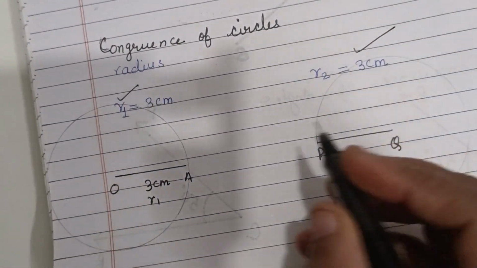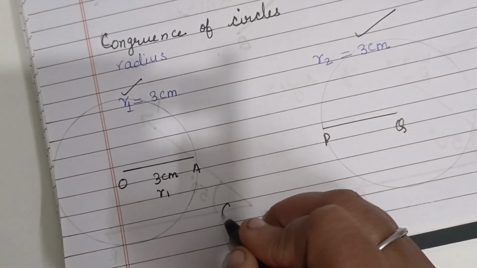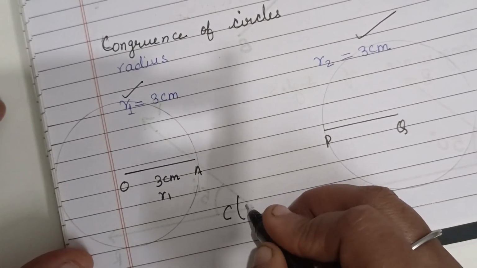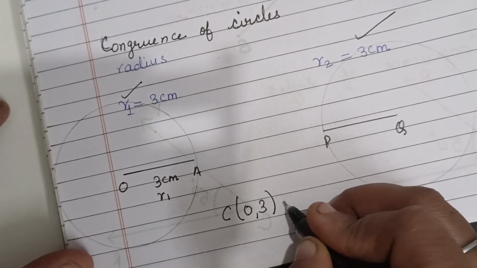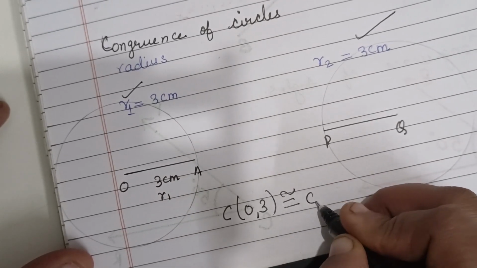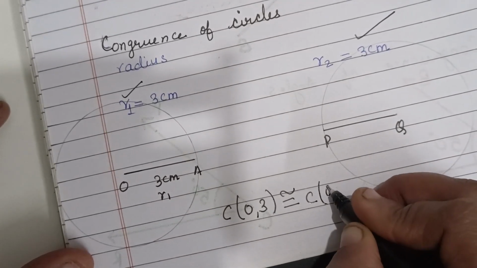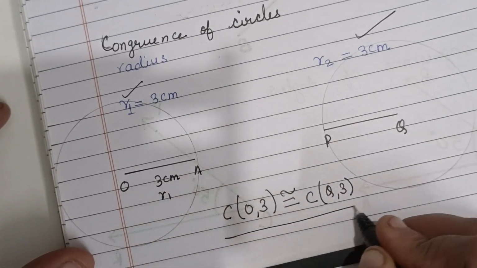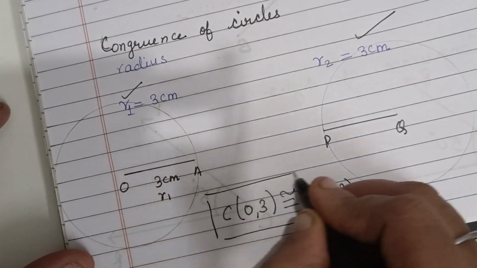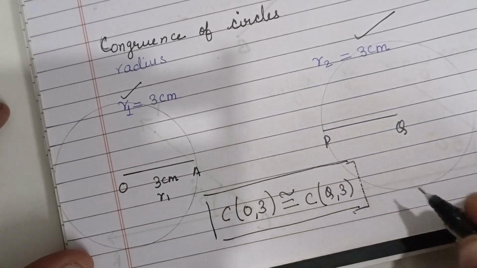So I can say that the circle with center O and radius 3 is congruent to the circle with center Q and radius 3. This is the way I will write the congruence relation for circles.